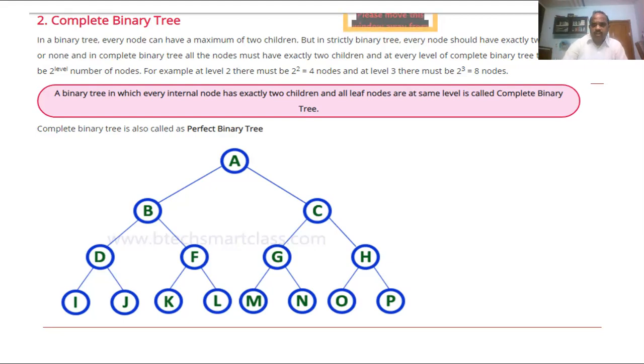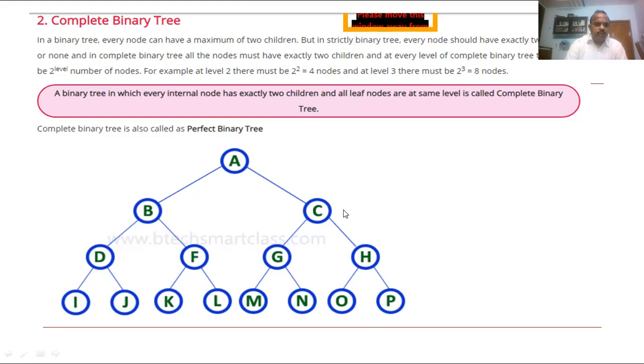At every level of a complete binary tree, there must be 2 to the power of the level number of nodes. For example, at level 2 there must be 2 squared, equal to 4 nodes. Clear? And at level 3 there must be 2 cubed, equal to 8 nodes. How many levels are here? 0, 1, 2, 3. Total 15 nodes: 1, 2, 3, 4, 5, 6, 7, 8, 9, 10, 11, 12, 13, 14, 15.